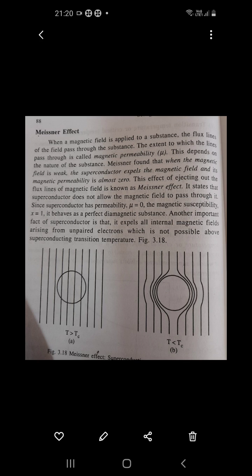The substance expels the magnetic field. It will not allow it to go inside, right? So that description you have to keep in mind about the Meissner's effect.